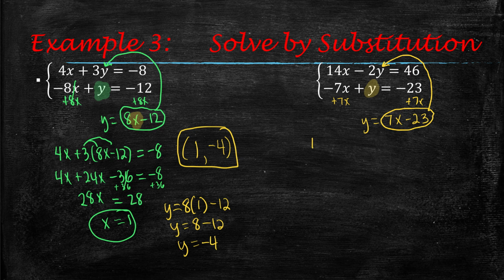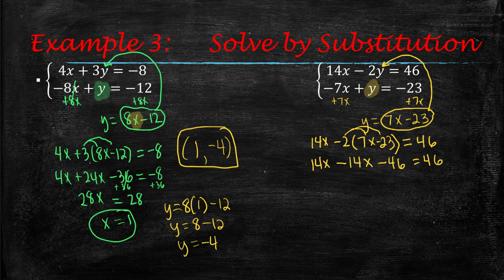So you'll have 14x minus 2 times the y of 7x minus 23. And that's going to be equal to 46. So you'll have 14x, distribute the negative 2. So you'll have minus 14x, and minus 46 equals 46. No, sorry, that's plus 46, sorry.